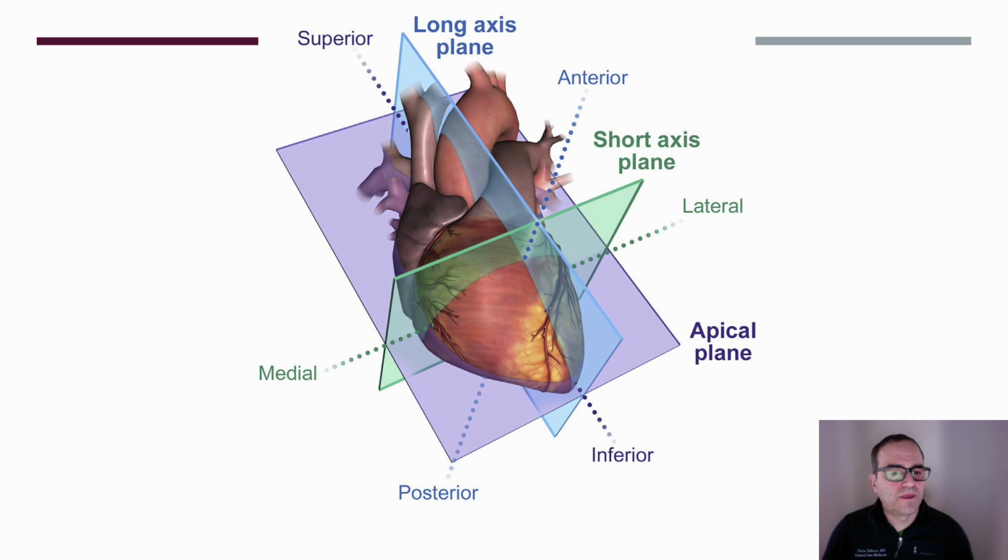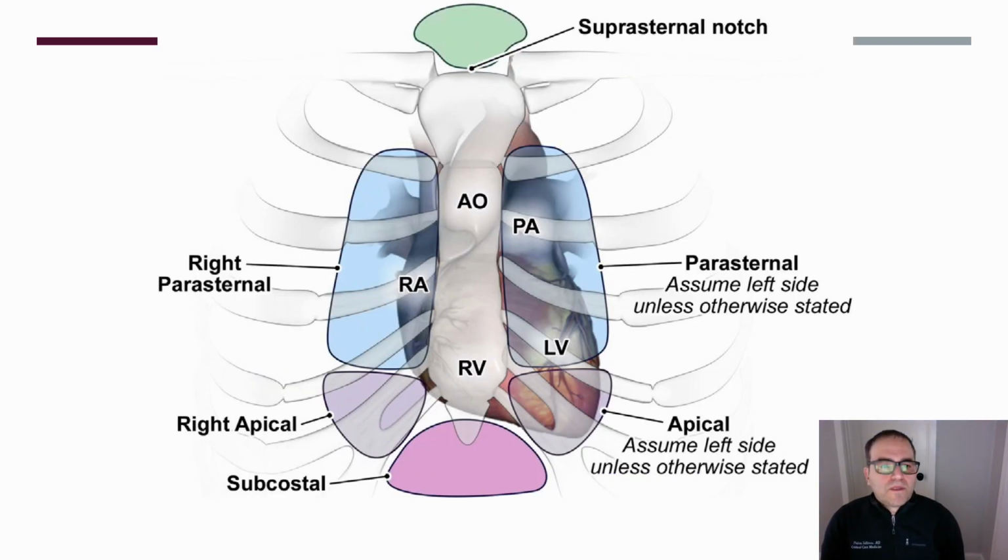The long axis plane corresponds to the long axis views, where the heart structures are cut in long axis. The short axis plane corresponds to the short axis views, where the heart structures are cut cross-sectionally. The apical plane corresponds to the apical views of the heart. The basic imaging windows described are the parasternal, apical, and subcostal.